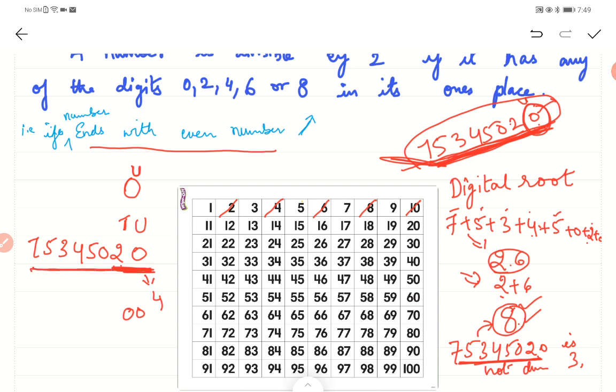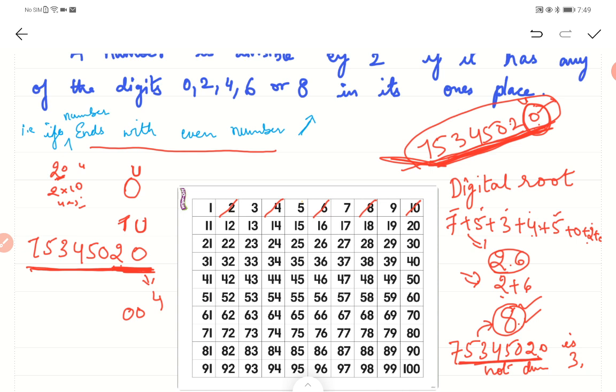Yes, it is divisible by 4, because in your units and tens place, you have 20. This 20 is there in 2's table, isn't it? 2 tens is 20. Or directly you can see this 20 is in the 4 table, right? 4 5s is 20. So if the last 2 digits are divisible by 2 or divisible by 4 itself, then you can say the whole number is divisible by 4.